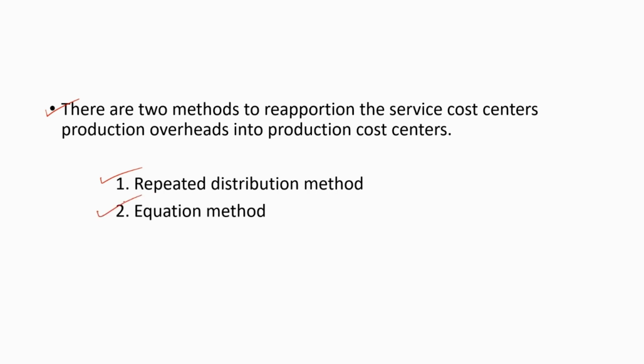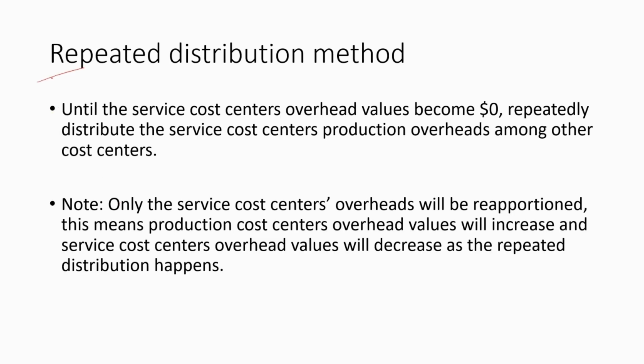The second one is equation method. Now let's discuss the repeated distribution method first. Under the repeated distribution method, until the service cost centers' overhead values become zero, repeatedly distribute the service cost centers' production overheads among other cost centers. Note that only the service cost centers' overheads will be reapportioned.